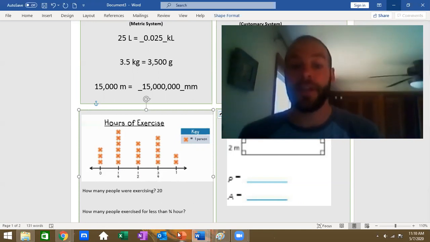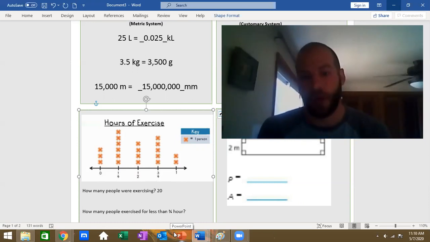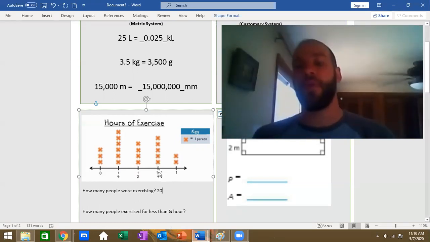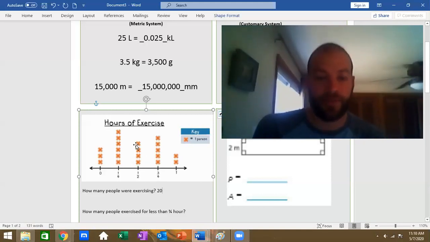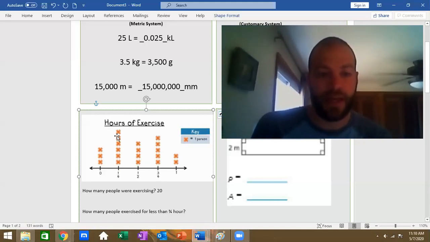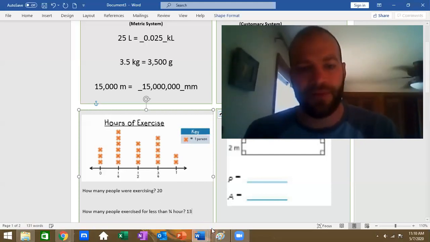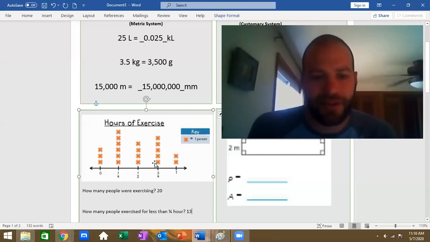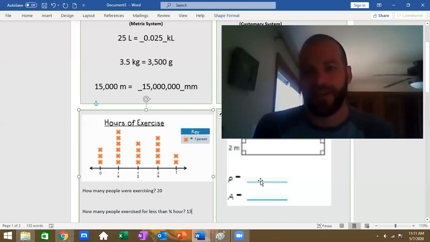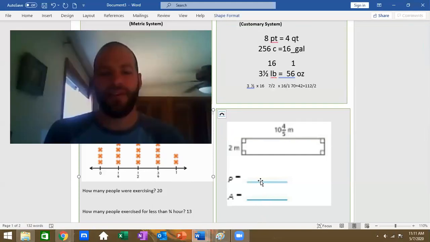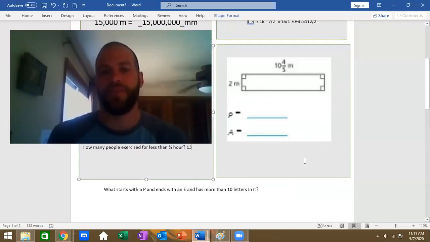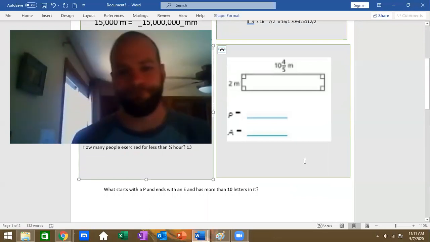How many people exercise for less than 3/4? Can I count the X's on 3/4? No. So less than. We have 4, 5, 6, 7. We have 8, 9, 10, 11, 12, 13. Now, to make sure I didn't get it wrong, is 7 plus 13, 20? Yes. Done there.